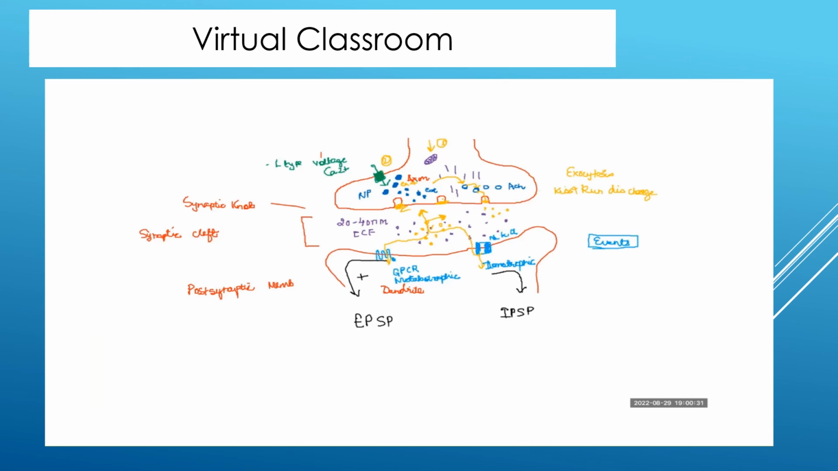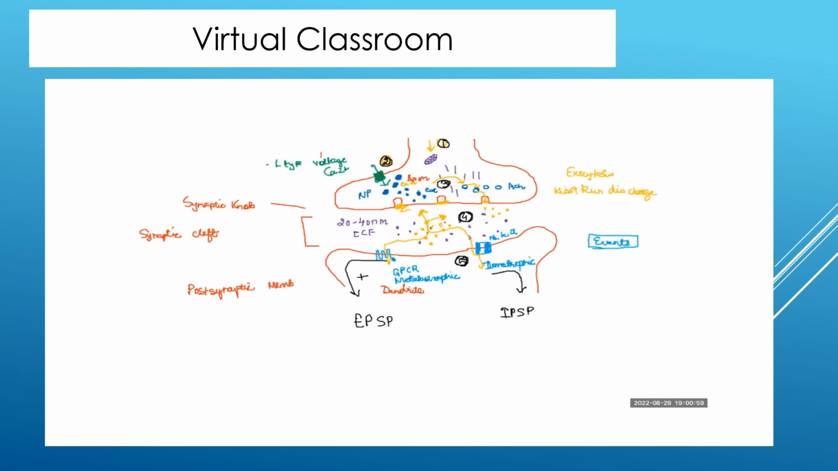So when we talk about the events, we have the first event, that is the traveling of the action potential. The second one is the influx of calcium ion. Third is the movement of the neurotransmitter in the synaptic vesicle. Fourth is the presence in the synaptic cleft. Fifth is the action on the receptors which are present.